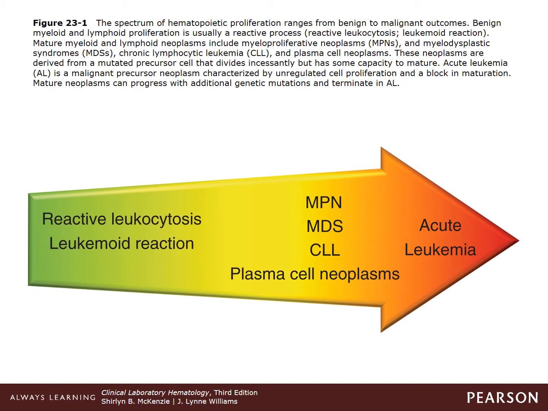And then we get into neoplasms that are derived from a mutated precursor that cannot stop producing, but has a very limited capacity to mature. Now, cells can't do their job if they don't mature, so this leads to an acute leukemia, and that is an uncontrolled proliferation, which blocks this maturity, and then we get genetic mutations that can result in death.